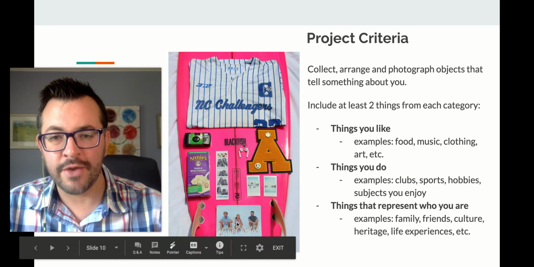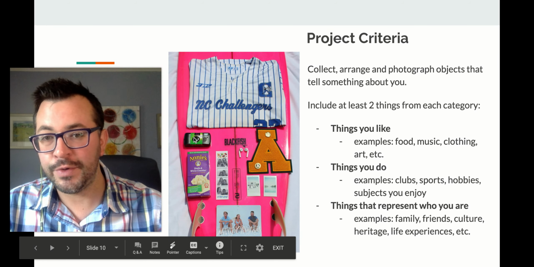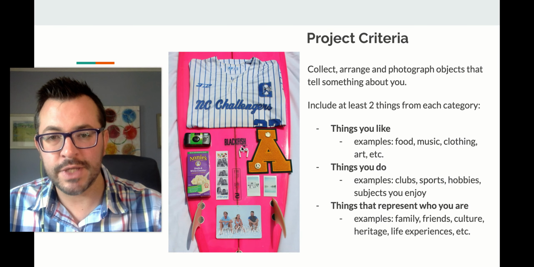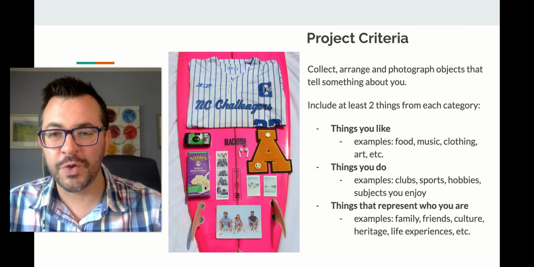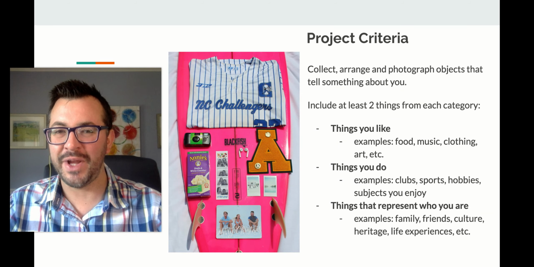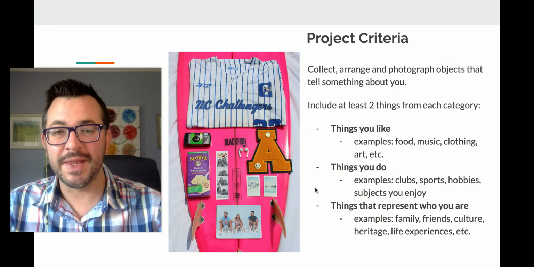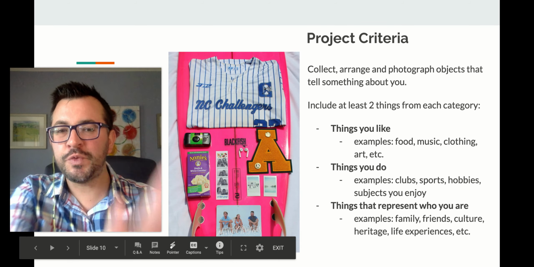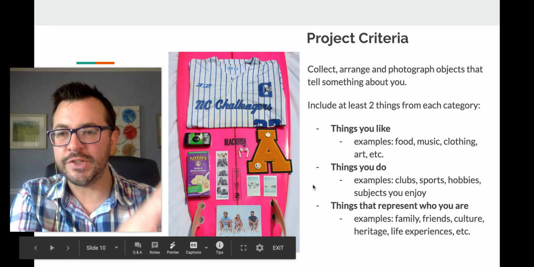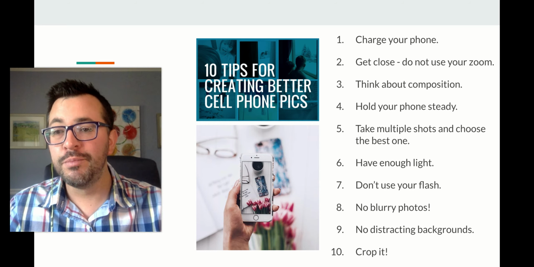They have a varsity letter here, a photograph of family, a photo of friends. They like taking photos, so there's a camera. They like listening to music because they have AirPods. They enjoy Annie's shells and white cheddar macaroni and cheese, which I also really like. That's delicious. So this is what I'm expecting from you, at least 2 things from each category. You can do more if you want.